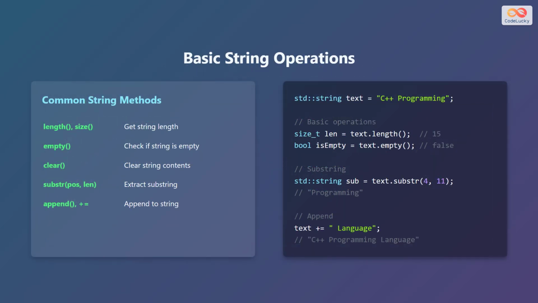Now let's explore some basic string operations in C++. Strings have several methods that allow you to get the length of the string, check if it is empty, clear its contents, extract a substring, or append to it.